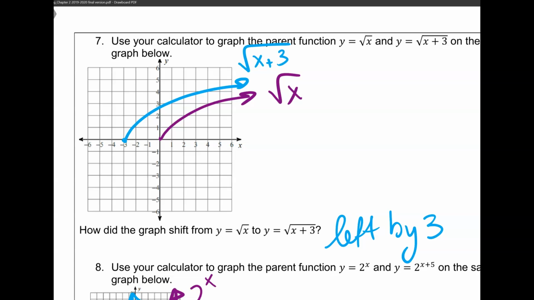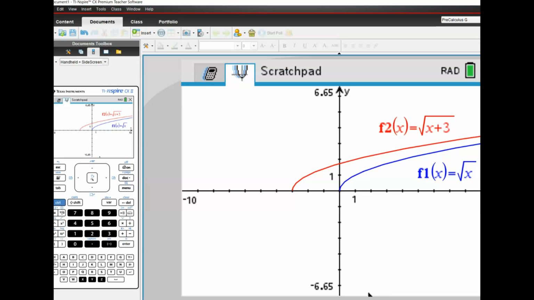Awesome. So let's go ahead and try the next one: 2 to the x, and 2 to the x plus 5 power. So I'm back on my calculator.